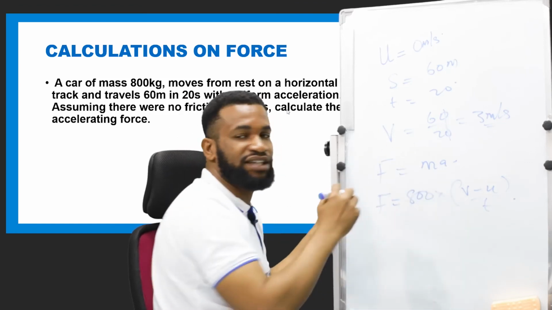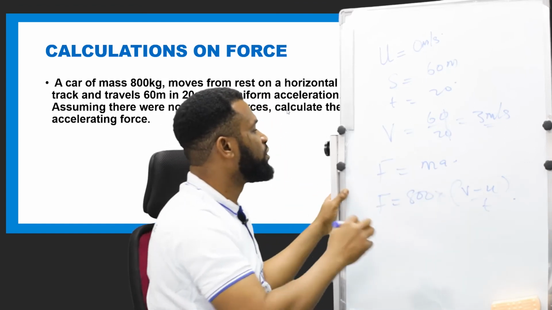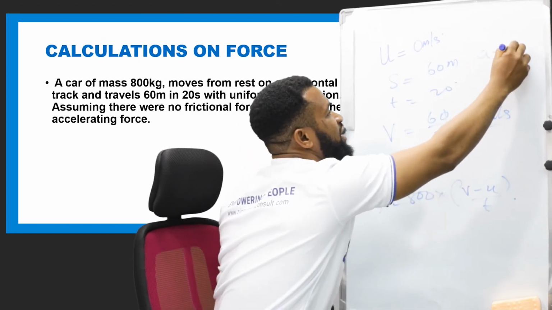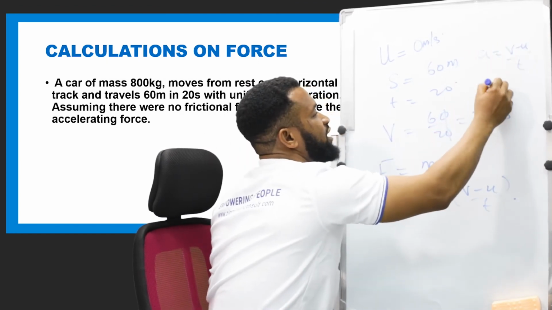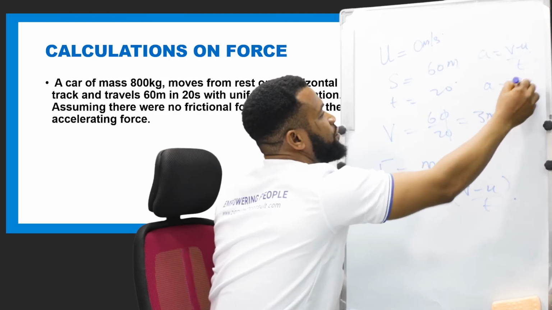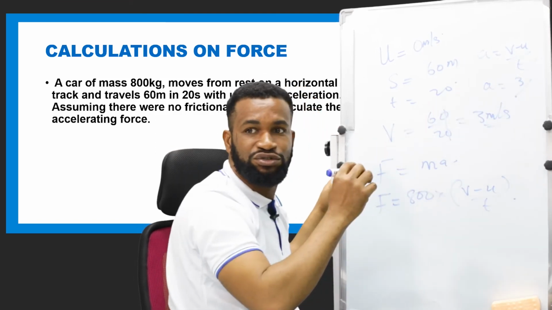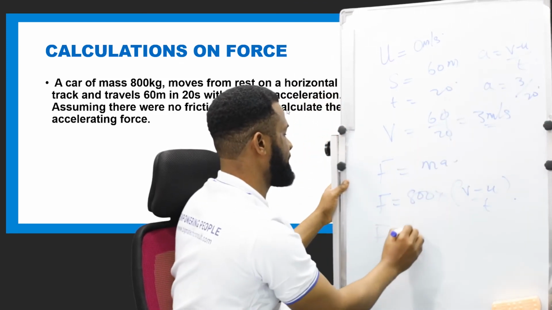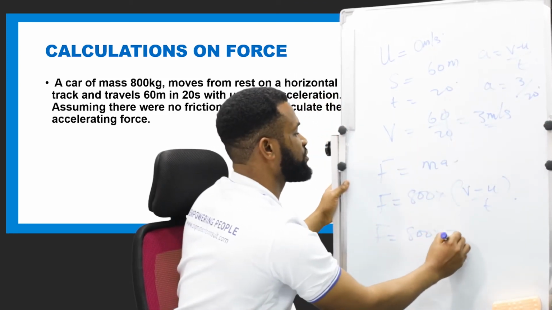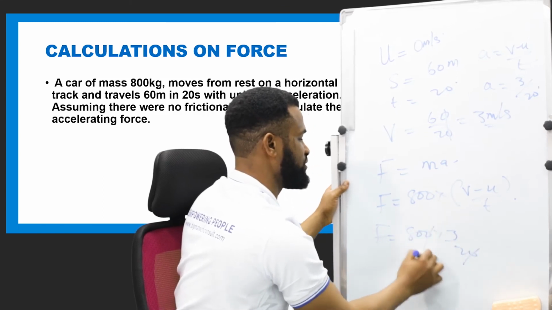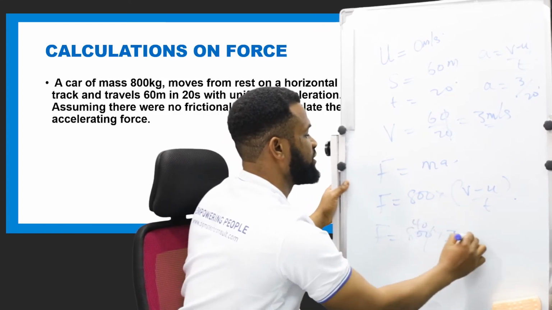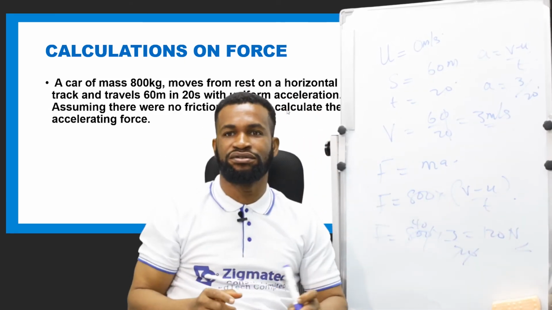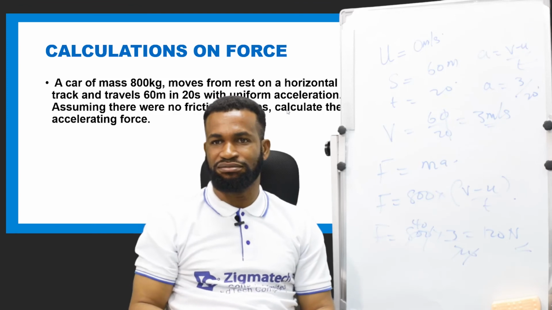However, for you to be able to find acceleration, you have to say that acceleration is change in velocity over time. Velocity is 3 over time, which is 20 seconds. So 800 times 3 over 20. This is 120 Newton. That is the force on this body moving.